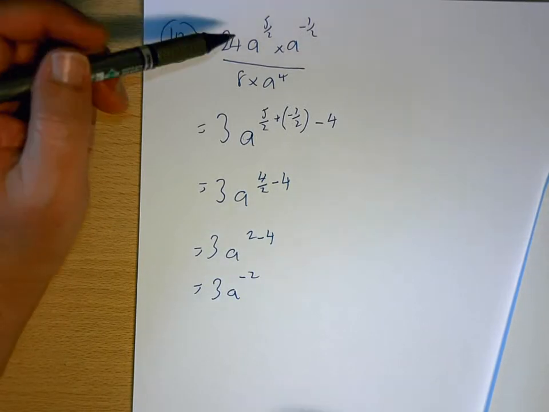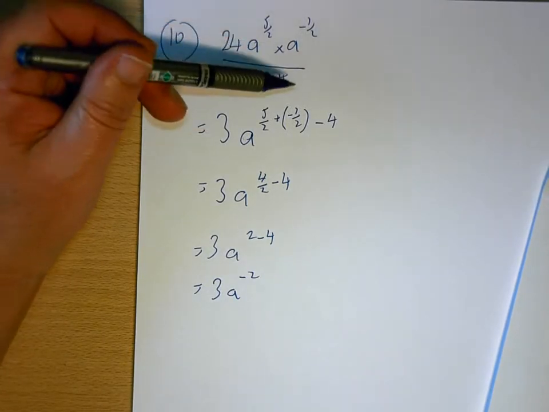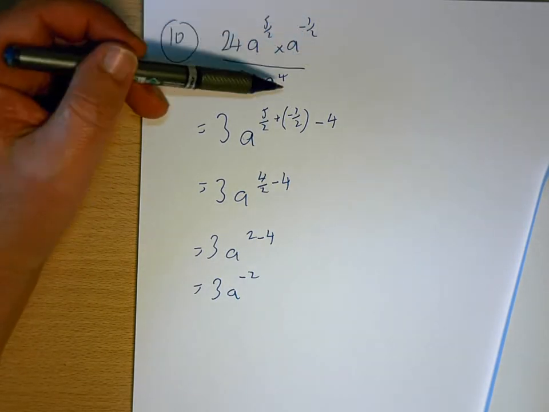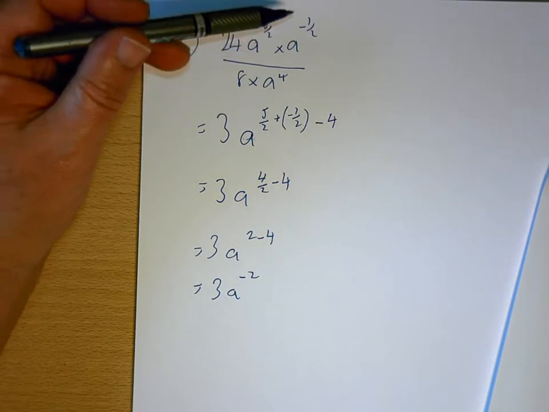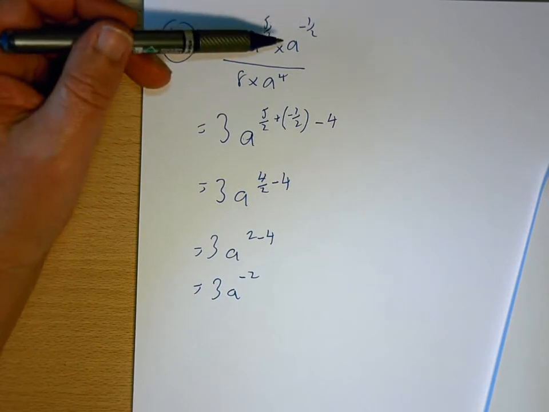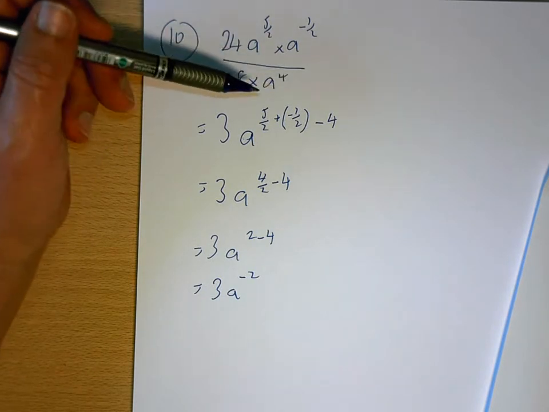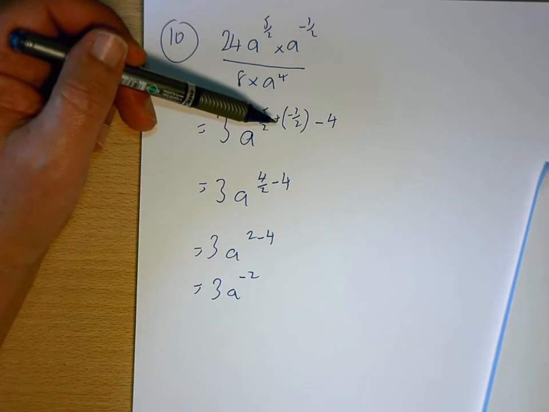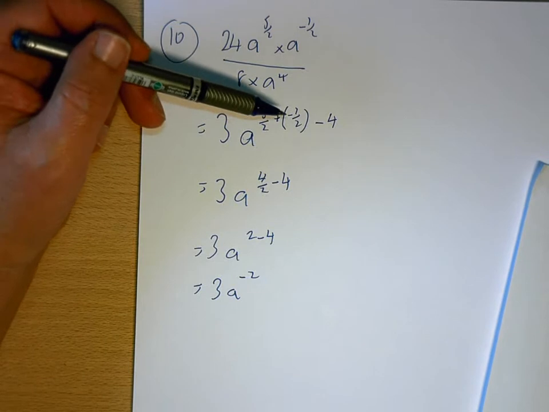Click through that again. 24 divided by 8 is 3. All of the other bases are an a, which means I can combine the 3 indices that are there. 5 over 2 plus that one, because they're multiplied together, and then take away that one because it's being divided. The plus and the minus become negative because the signs are different. That's the same as 5 halves take away 1 half.